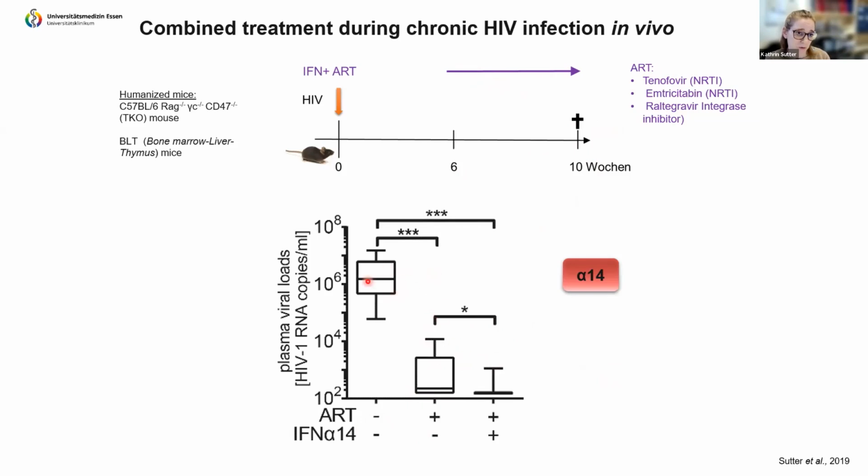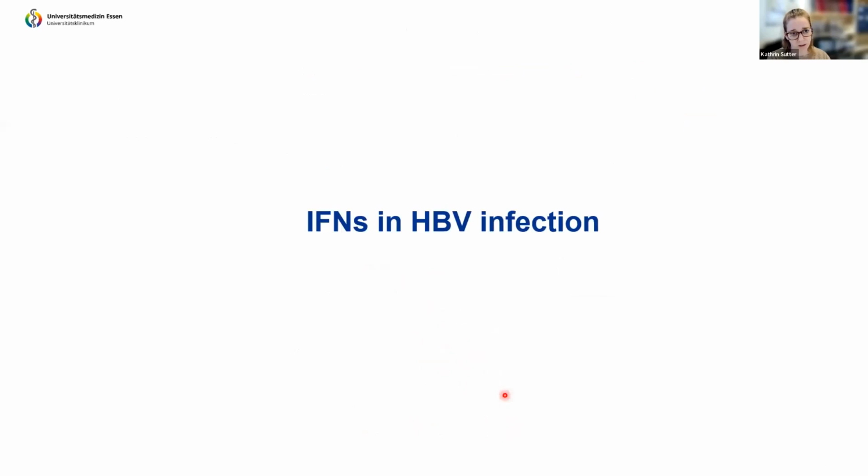And this is what you see here. So yes, we do decrease viral loads when we treat the mice only with antiretroviral treatment. However, the combination further reduced this effect. And this was really, really nice. So also the therapy in a chronic infection in HIV was nicely working.